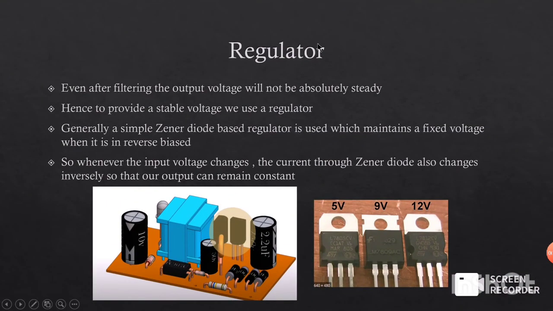Regulator. Even after filtering, the output voltage is not absolutely steady. Hence, to provide a stable voltage, we use a regulator. Generally, a simple Zener diode based regulator is used, which maintains a fixed voltage when it is in reverse bias. So, whenever the input voltage changes, the current through the Zener diode also changes inversely, so that our output can remain constant. Here is the Zener diode in our circuit.